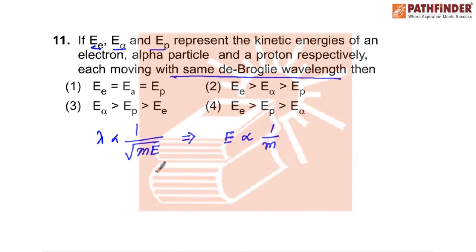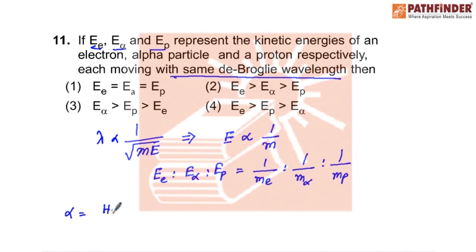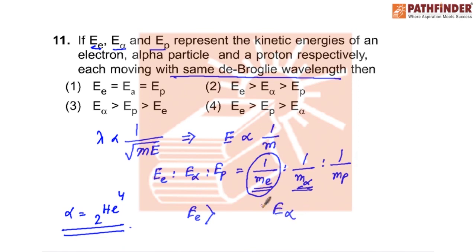So E_e is to E_alpha is to E_p equals 1 by m_e is to 1 by m_alpha is to 1 by m_p. Now the mass of the electron is the least and the mass of alpha is the maximum, because one alpha particle means a helium nucleus. So the mass of alpha has the maximum value and the mass of the electron has the minimum value. So E_e is maximum, E_alpha is minimum, and E_p lies in between. So the correct option is option 4.